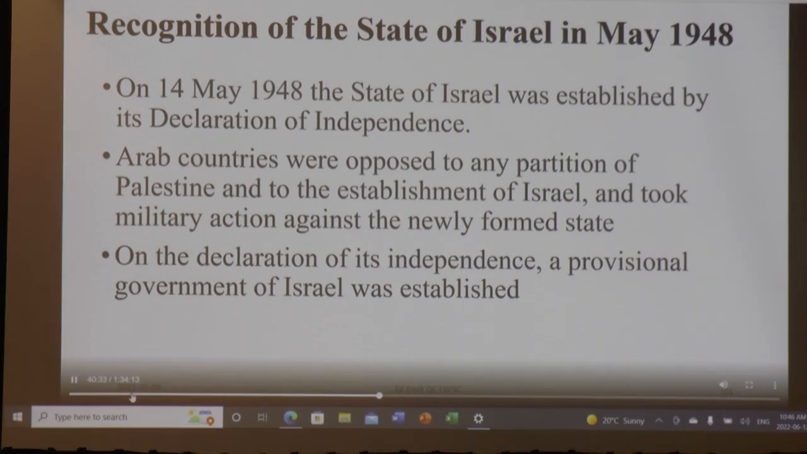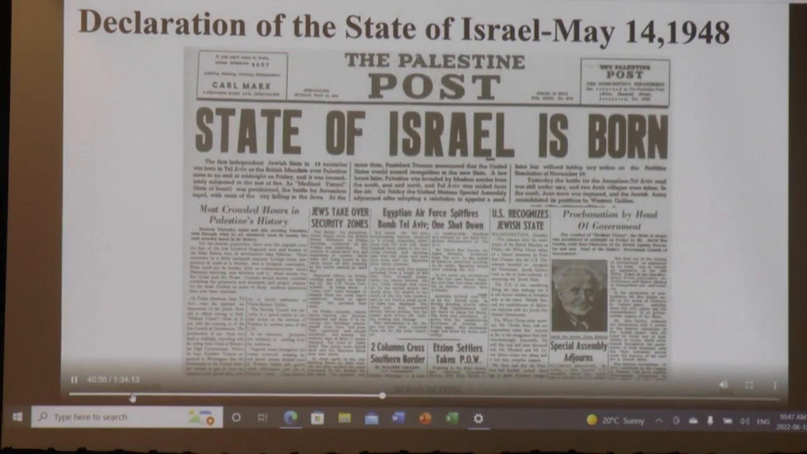They were opposed to the establishment of a separate Jewish state, and they took military action where 5 different Arab legions from different countries marched on into the area of Palestine, and armed conflict continued or began, depending on your view of the circumstances. And at the same time, a provisional government of Israel was established. And why do you need to know this?